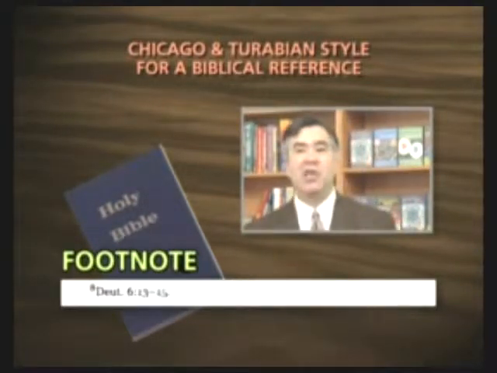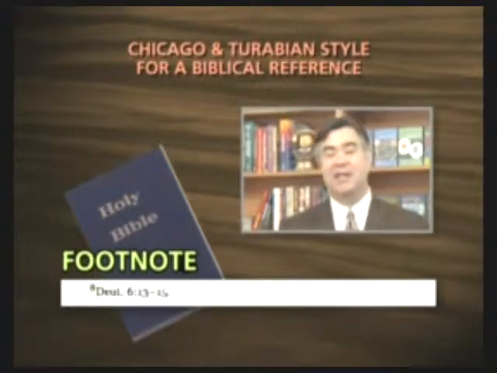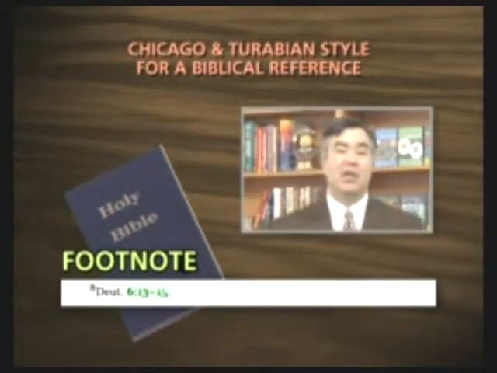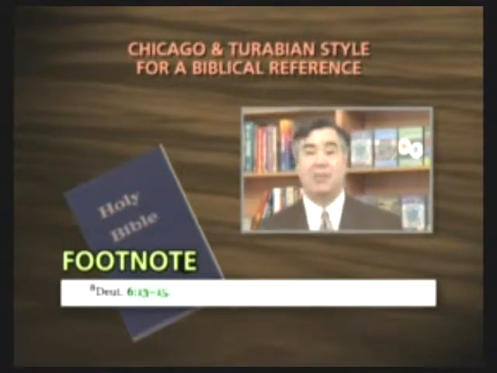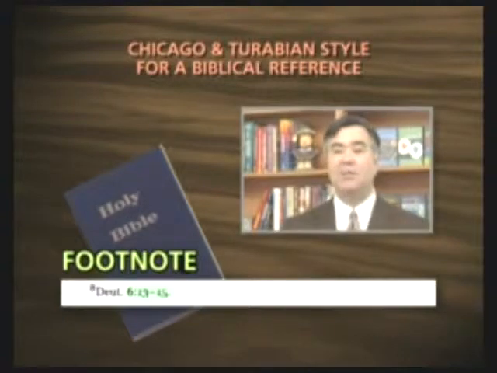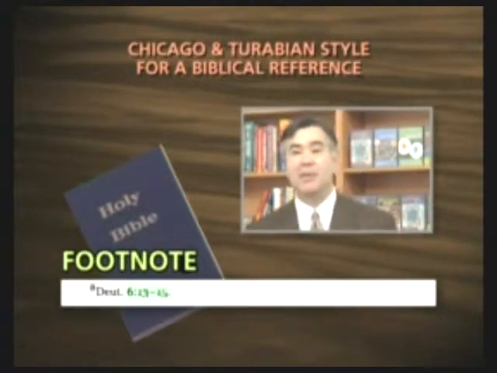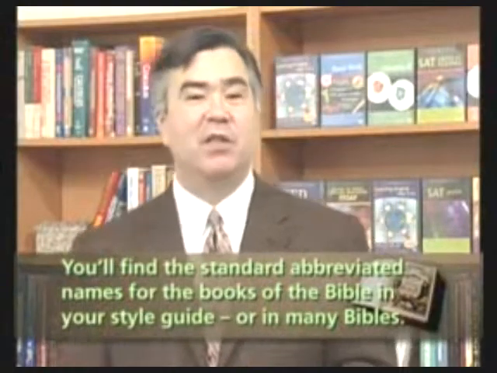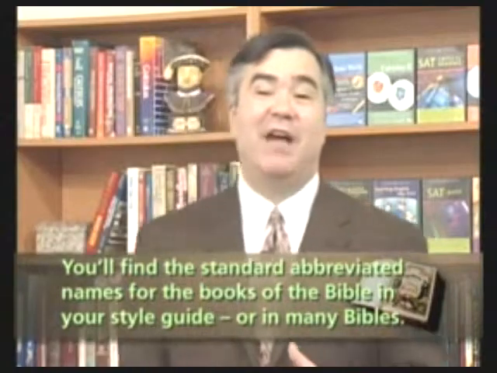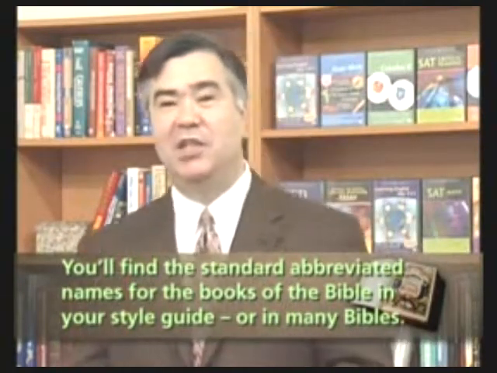So a reference to the book of Deuteronomy might look like this: DEUT. 6:13-15. That means this is a reference to chapter 6, verses 13 to 15 of the biblical book of Deuteronomy. Are you wondering where you would find the standard abbreviated names for the books of the Bible? Well, you can find them in your style guide, and many Bibles, in fact, include the standard abbreviations.